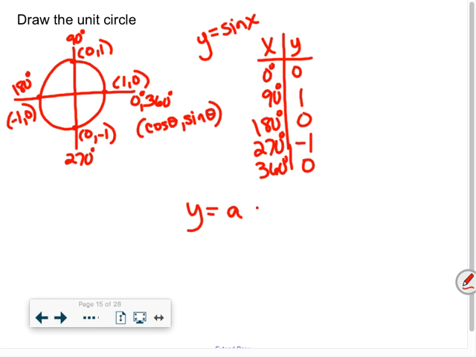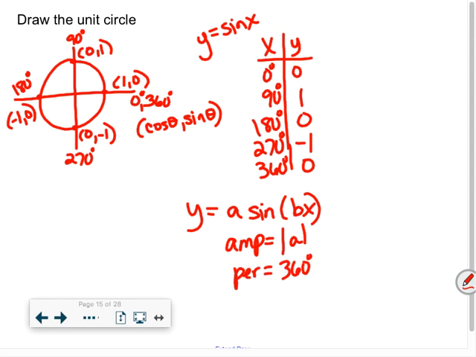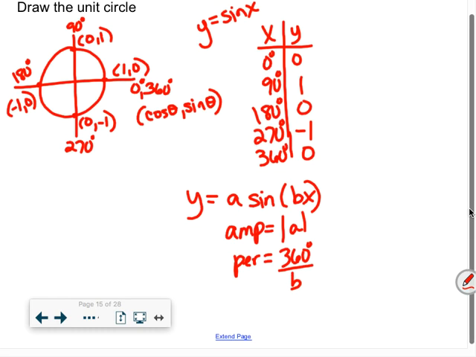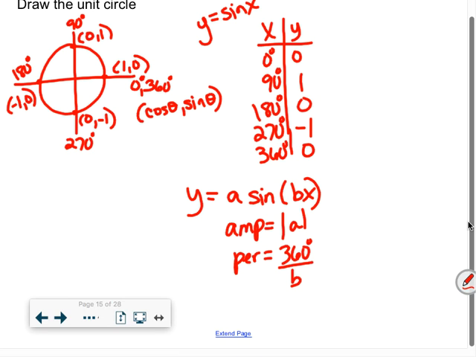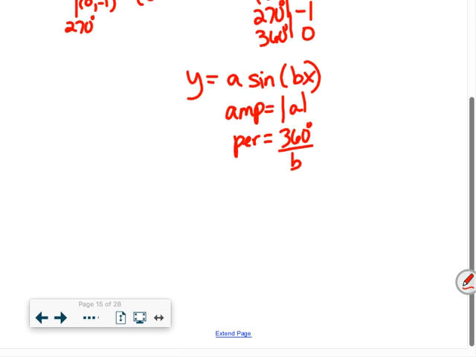So what we had was y equals A sine of Bx, where the amplitude is the absolute value of A, and the period length was 360 degrees divided by B. This is what you learned yesterday. And we're going to add one more thing today.